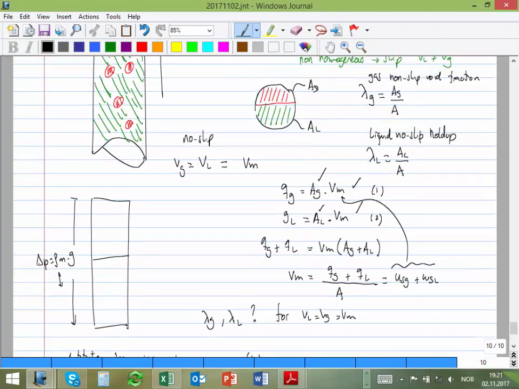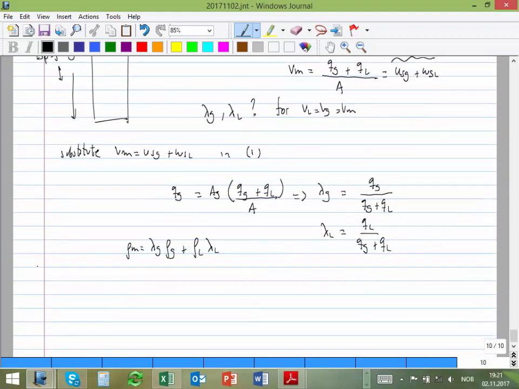Now let's go to the more complicated case, actually. Often the velocity of the liquid is not equal to the velocity of the gas, unfortunately, so we cannot make this assumption. In that case, how does it look? We call it the void fraction, and we usually use the letter epsilon, times the area of the gas divided by the cross-section area, and the liquid holdup is the area of the liquid divided by A.